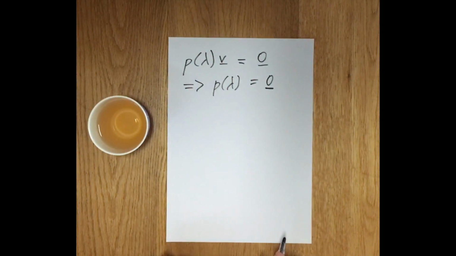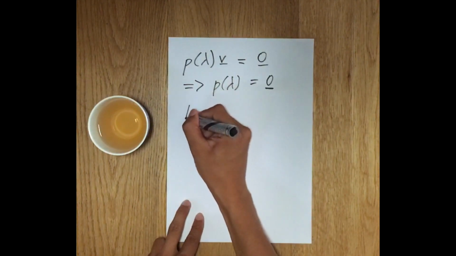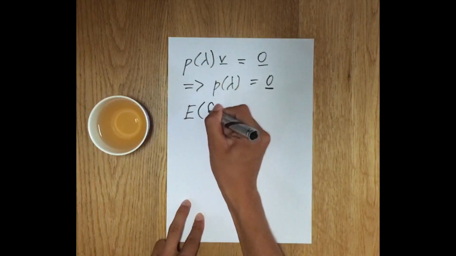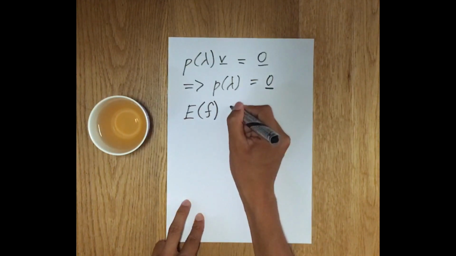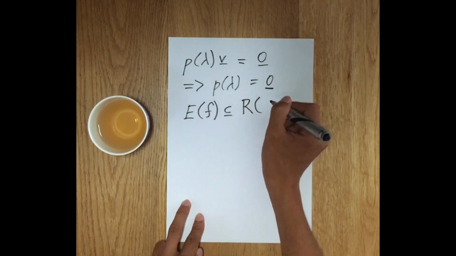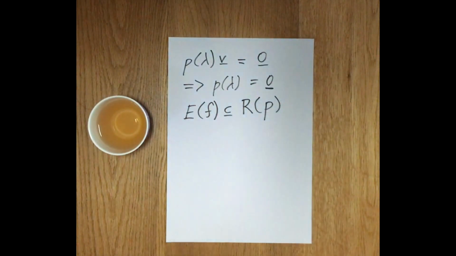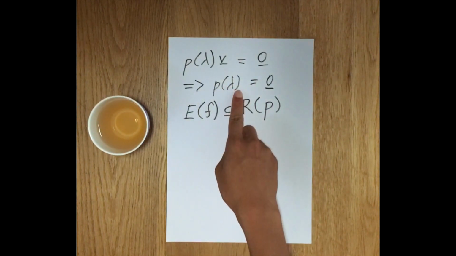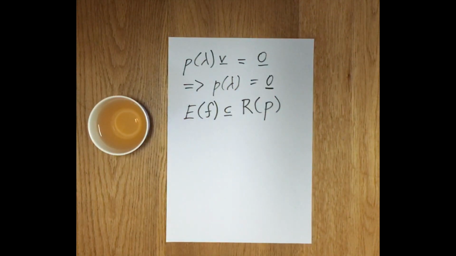So what this means is that the eigenvalues of f are a subset of the roots of any vanishing polynomial p, because we just showed that any eigenvalue lambda is a root of the vanishing polynomial.